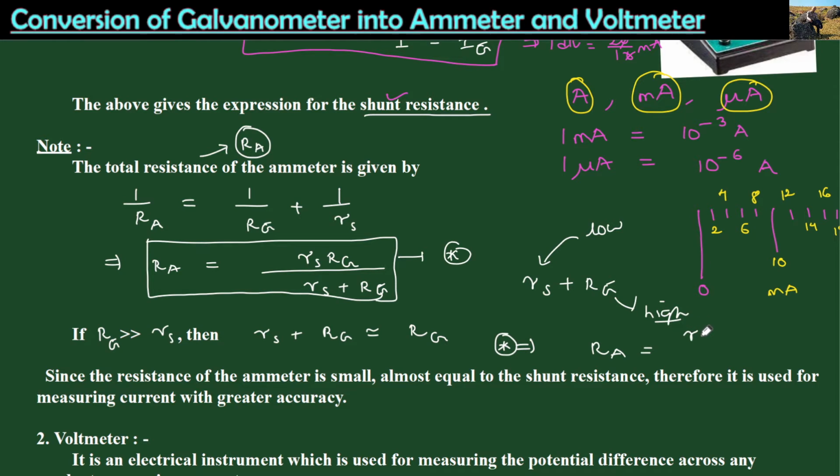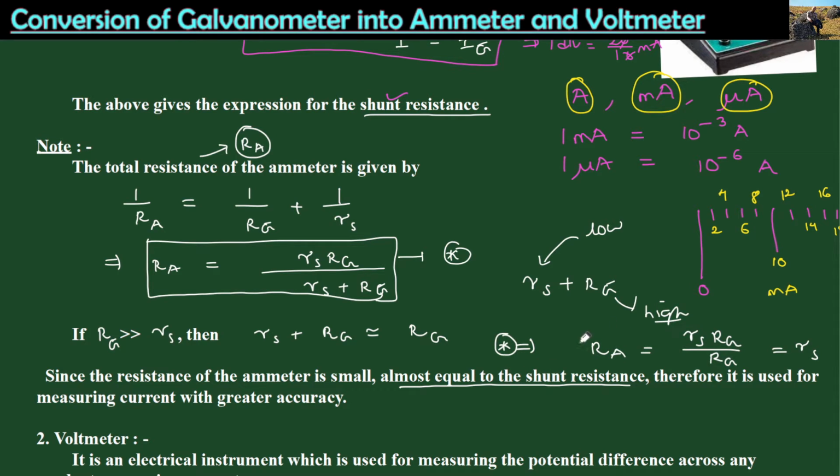Will be equal to Rs Rg divided by 1, divided by Rg, because this result holds true. Then the Rg and Rg cancel, and you get Ra equal to Rs, which means that in this case the resistance of the ammeter is equal to the shunt resistance. So in such cases, the resistance of the ammeter is very, very small, almost equal to the shunt resistance. From here, this is the concept.